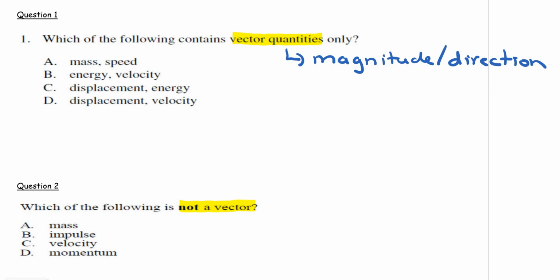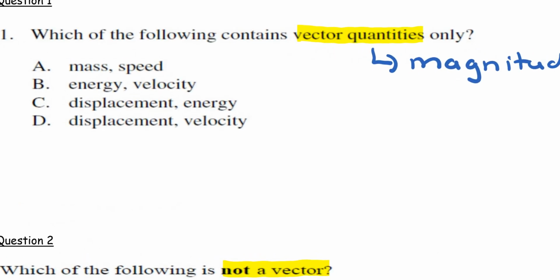Let's take a look at some of these introductory vector and scalar problems. For the very first question, I have a definition problem. Which of the following contains vector quantities only? Vector quantities have both magnitude and direction. And just for some good practice here, it might be good to label everything in this list as a scalar or a vector.